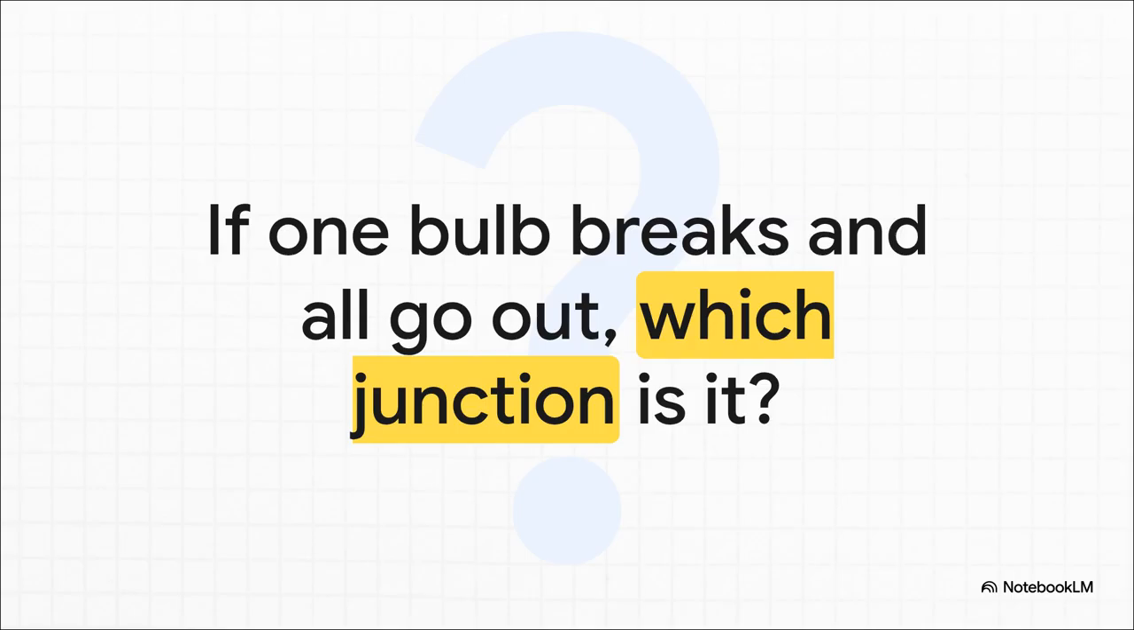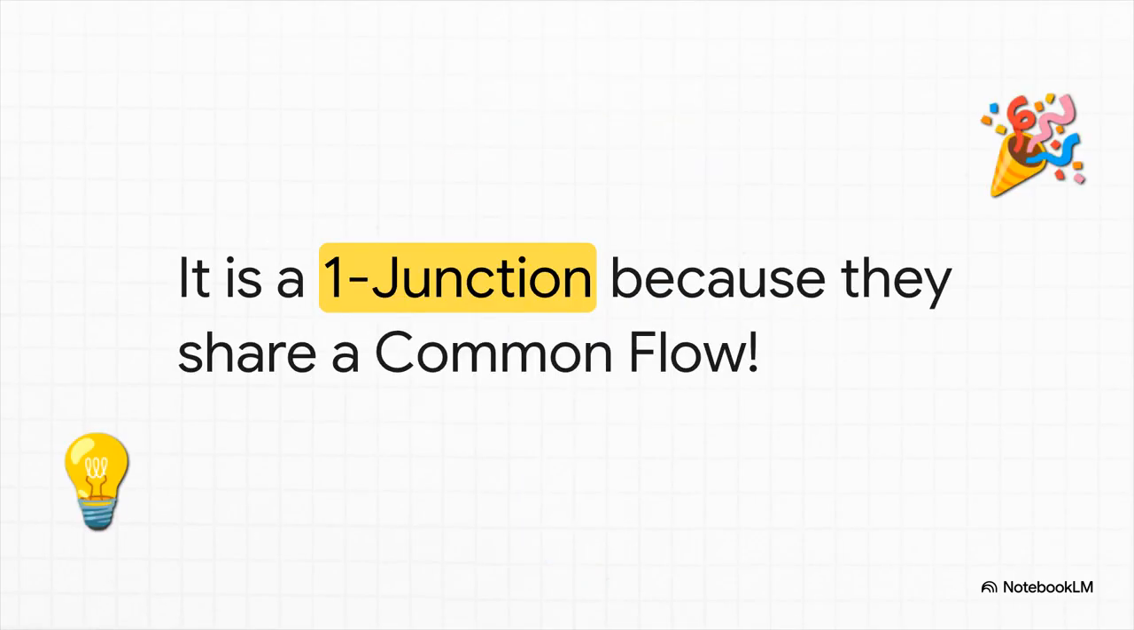So here is the challenge I want you to evaluate right now based on how the electrical current is behaving. Is that string of lights operating as a zero junction or a one junction? Are these interconnected lights sharing a common effort, or are they sharing a common flow? Think about it for a second. Lock in your answer.